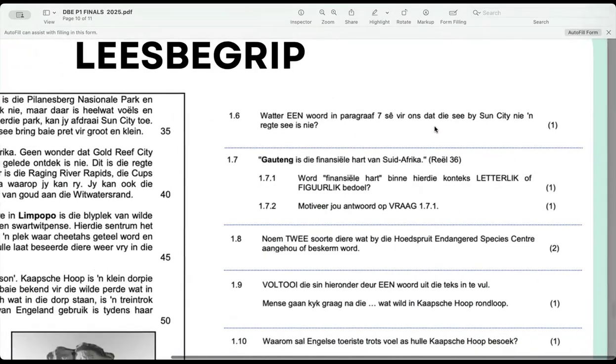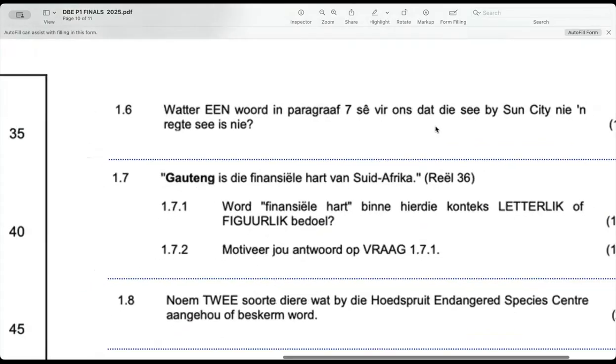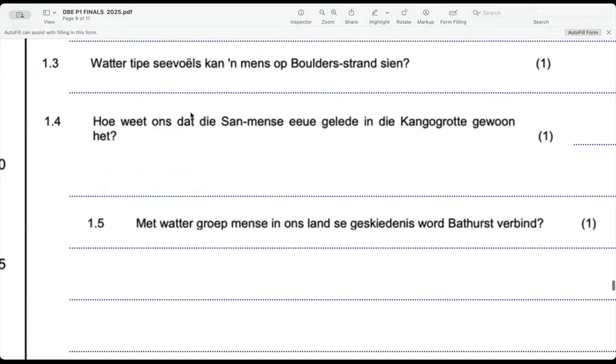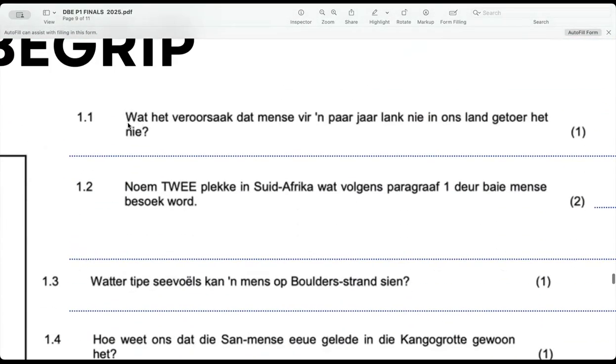Then you need to look at your question. And the key for this is analyzing what the question is asking. So the first question was: Wat het veroorsaak dat mense vir 'n paar jaar lank nie in ons land getoer het nie? So this was asking about why, for a few years, people did not come to our country. So what do you think veroorsaak means? So it's saying what?